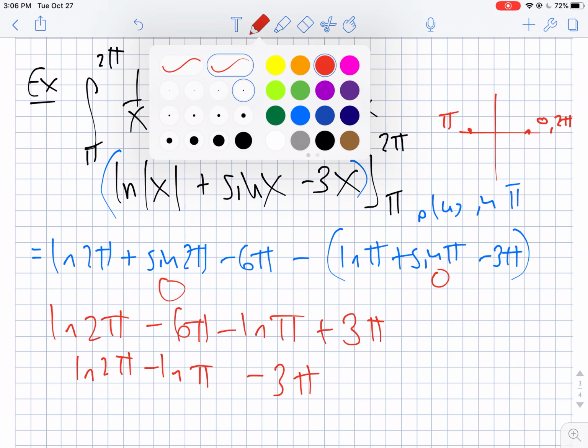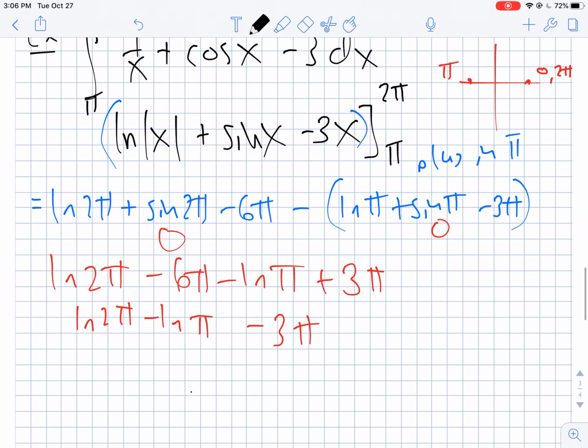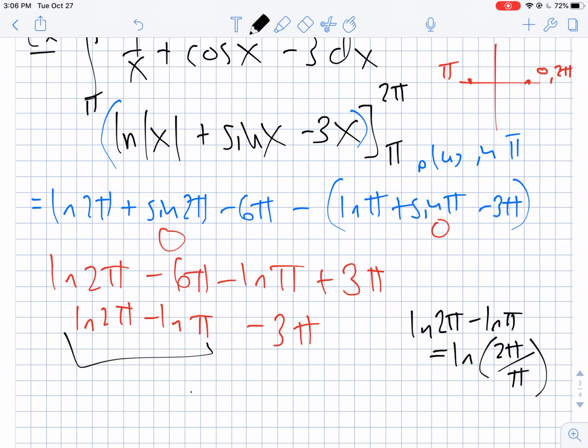Combine those. And then one of the cool tricks we've seen, right, is if you have two logs put together, if you have like ln of 2 pi minus ln of pi, you can turn that into ln of 2 pi over pi. That's the log rule, right? You can combine those. So you just make them ln of, and then the pi's cancel, ln of 2 minus 3 pi. Okay. Beautiful.